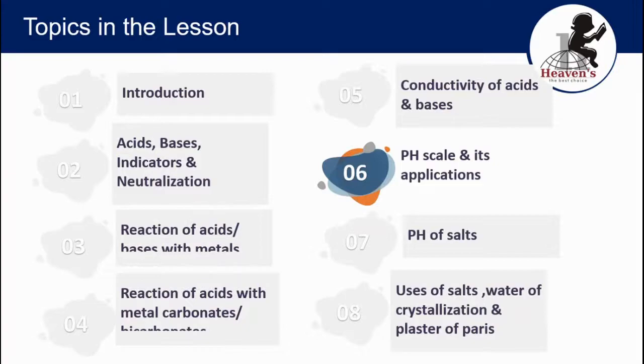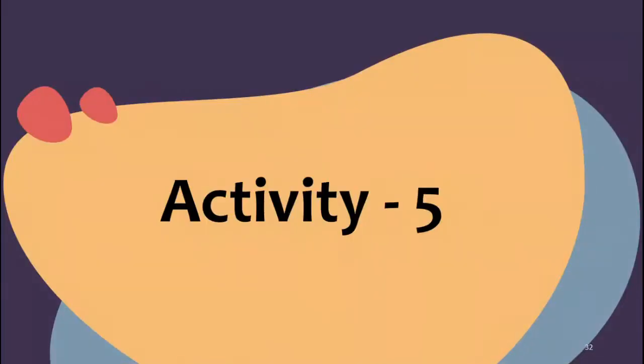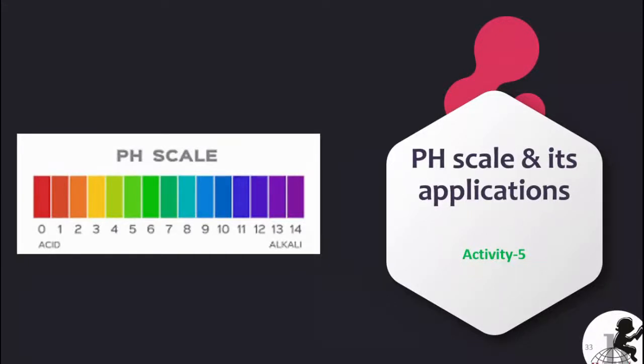Next topic is the pH scale and its applications. So, activity 5. First, the pH scale and its applications. Here we have a pH scale. The scale has values from 0 to 14, and it is used to identify the strength of acids and bases.